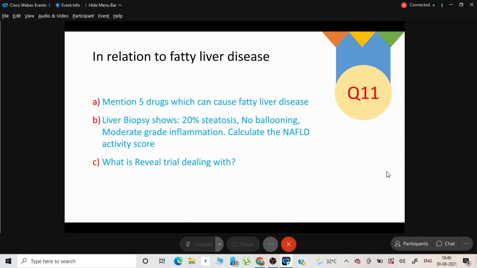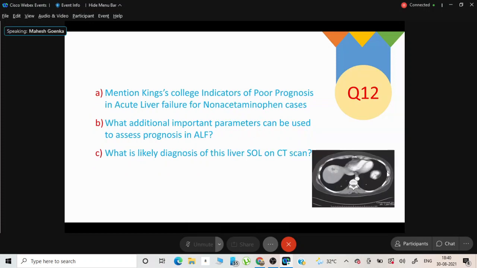Okay, so we'll move on to the last question. Question number 12. Mention King's College indicator for poor prognosis and acute liver failure for non-acetaminophen cases. King's College indicators for non-acetaminophen cases. What additional important parameter or parameters, maybe one or two, can be used to assess the prognosis of ALF beyond King's College criteria? And what is the likely diagnosis of liver SOL in this CT scan?